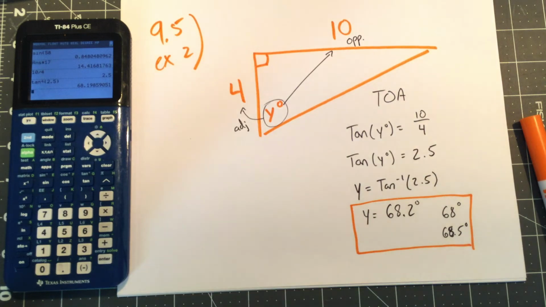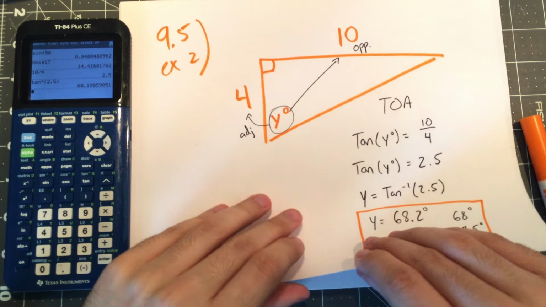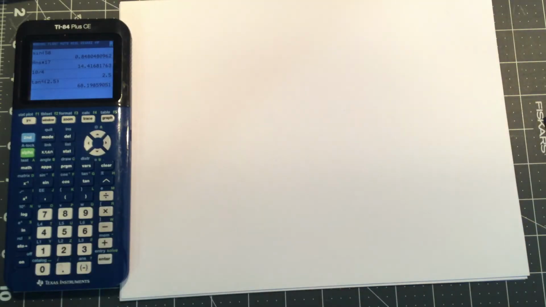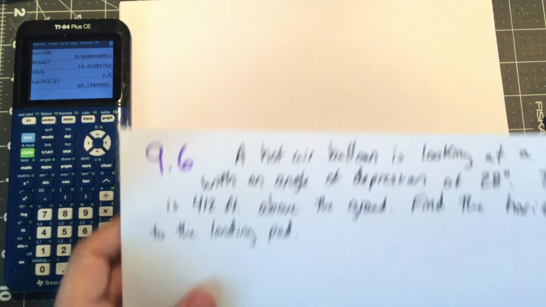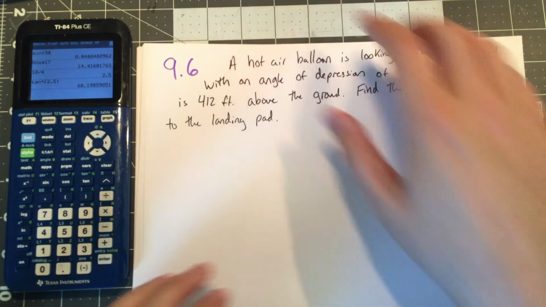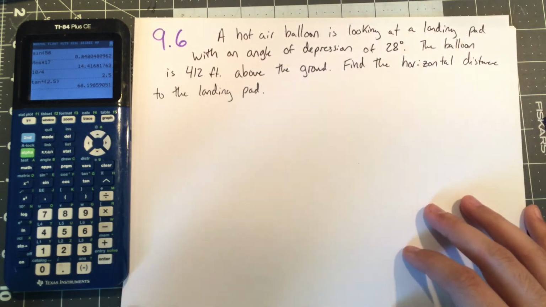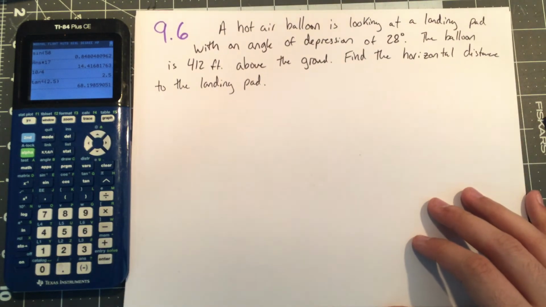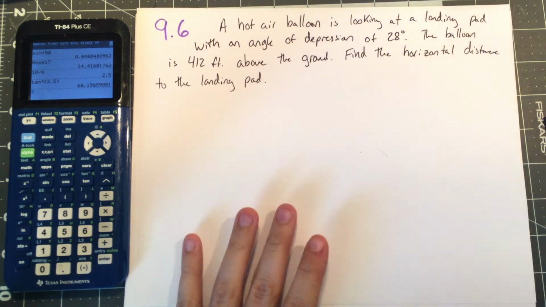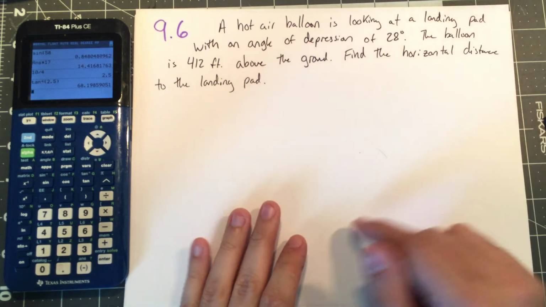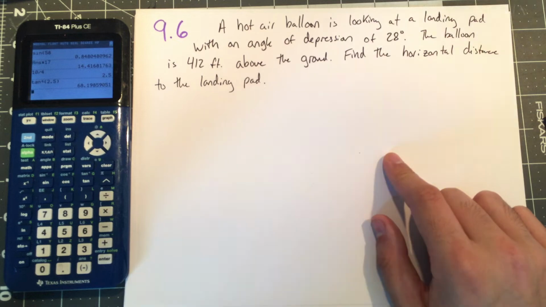Let's jump to 9.6. 9.6 was not any different ideas, but it did have word problems. I want to start off with this one. 9.6 is the section that honors has a different, harder version that college prep did not go into. So that'll be at the end of the video. We'll circle back around for the honors people.